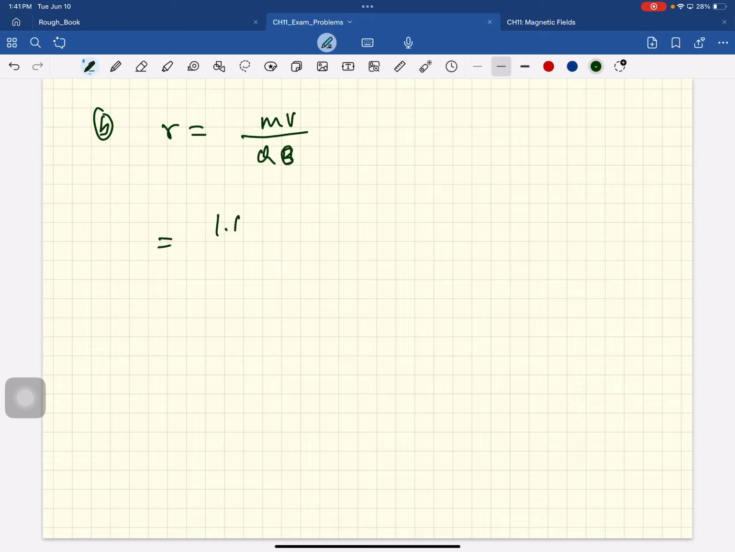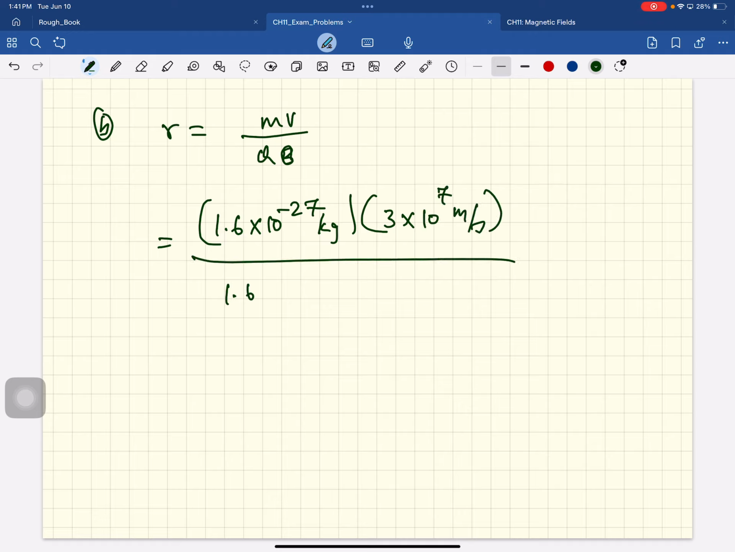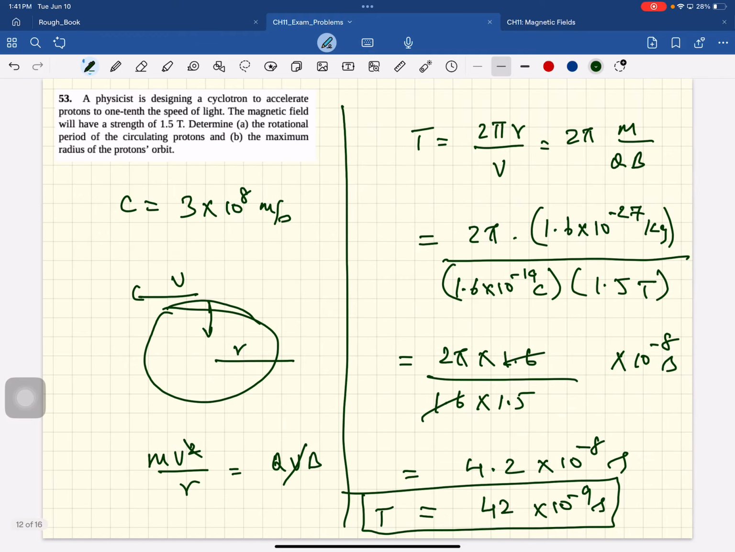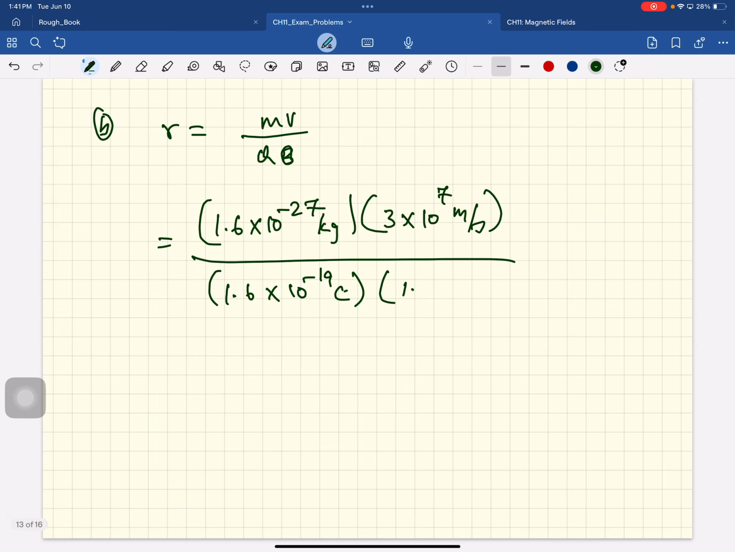So again, the mass of the proton is that many kgs. What is the speed of the proton? What have you sped it to? 3 times 10 to the 7. Yep. So 1/10 the speed of light. And what was the magnetic field? 1.5 Tesla.